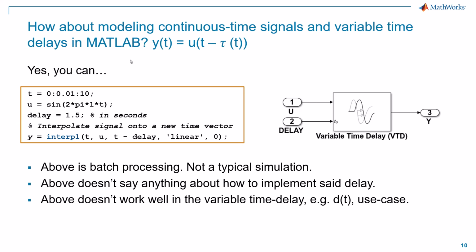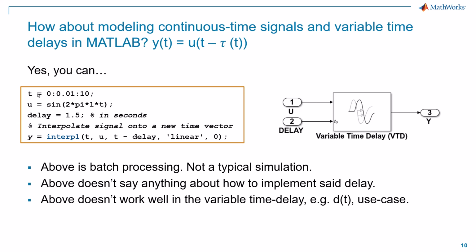So how about modeling continuous time signals and variable time delays in MATLAB, like y of t equal u of t minus T, or tau of t. So tau of t, of course, is changing as a function of time, or delay value. So you can do this in MATLAB, and here I'm showing one very straightforward way to do that.